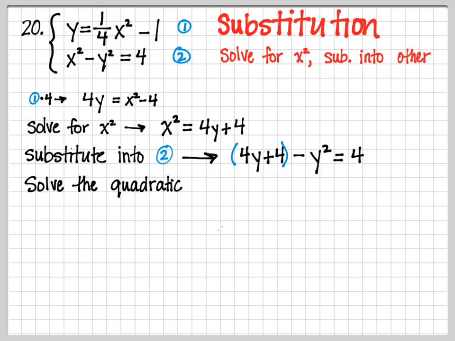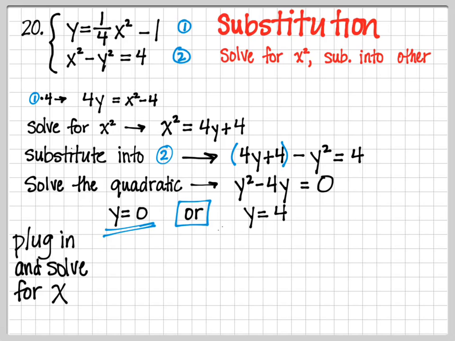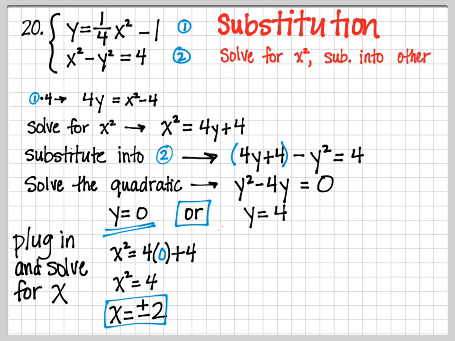We're going to solve the quadratic, which means to expand, collect, get it equal to 0, and factor, or do whatever we can. I've got y squared minus 4y equals 0, which we can see that the answer is y equals 0 or y equals 4. Just factor out the y and you can see that. So now I have to substitute that in. I have to plug in y equals 0 into one of the equations and solve for x.